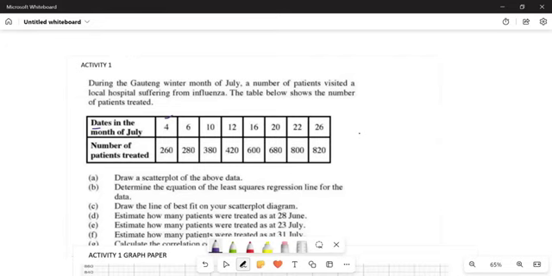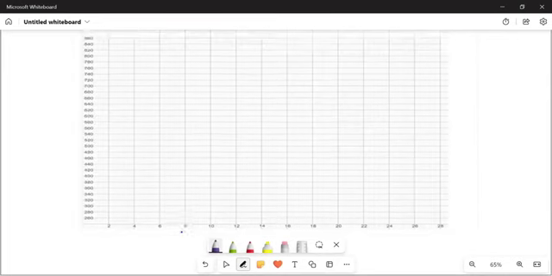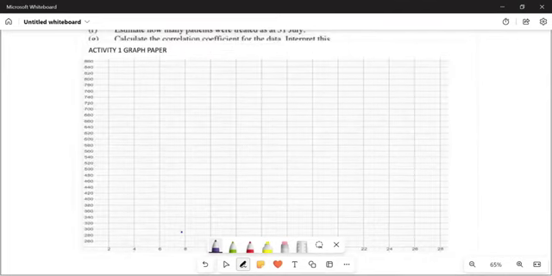Draw the scatter plot above using the graph paper here. So if we're going to use this graph paper, we can say, okay, 4 goes with what? It goes with 260. So 4 is going to go with 260.